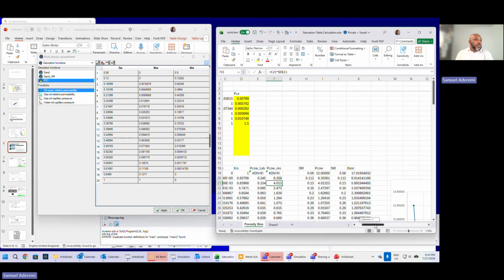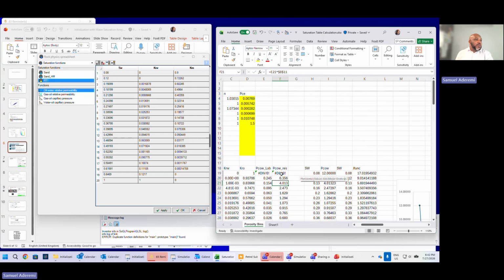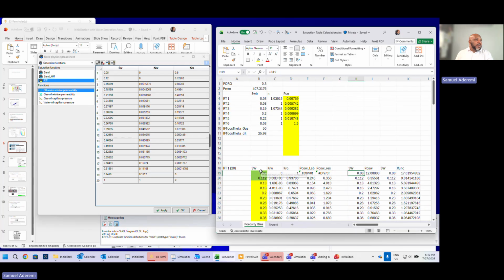And once you finish with that, what I've done is just to copy this point, the saturation function, but you can do it any way that you can do it to copy. And also these ones, I copy them from here, the reservoir to this point.